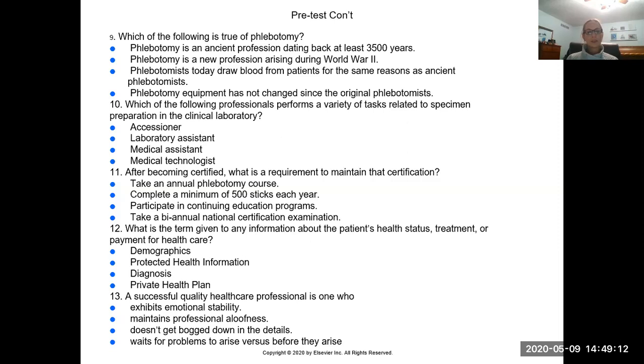Number 12, what is the term given to any information about the patient's health status, treatment, or payment for health care? It is protected health information. Number 13, let me see if I can move my little thing here so you can see. A successful quality healthcare professional is one who, what do you guys think? I think it exhibits emotional stability. All right, let's move on.